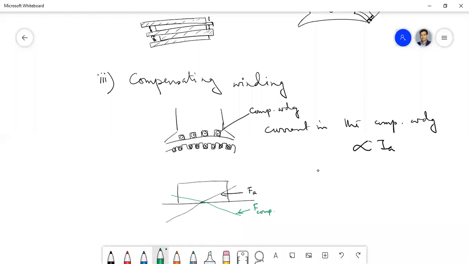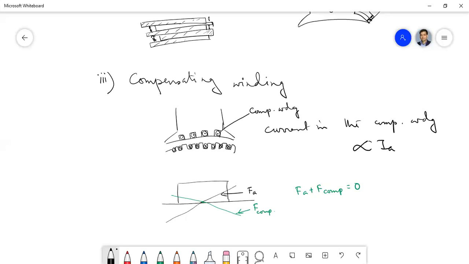Okay, so if we add these two, then we can get 0. So this should be the ideal compensation. Have you understood? This should be the ideal compensation, but this is not possible because you can keep your compensating winding only under the pole shoe. You cannot go beyond. So that means the compensating winding has effects only in the polar region.